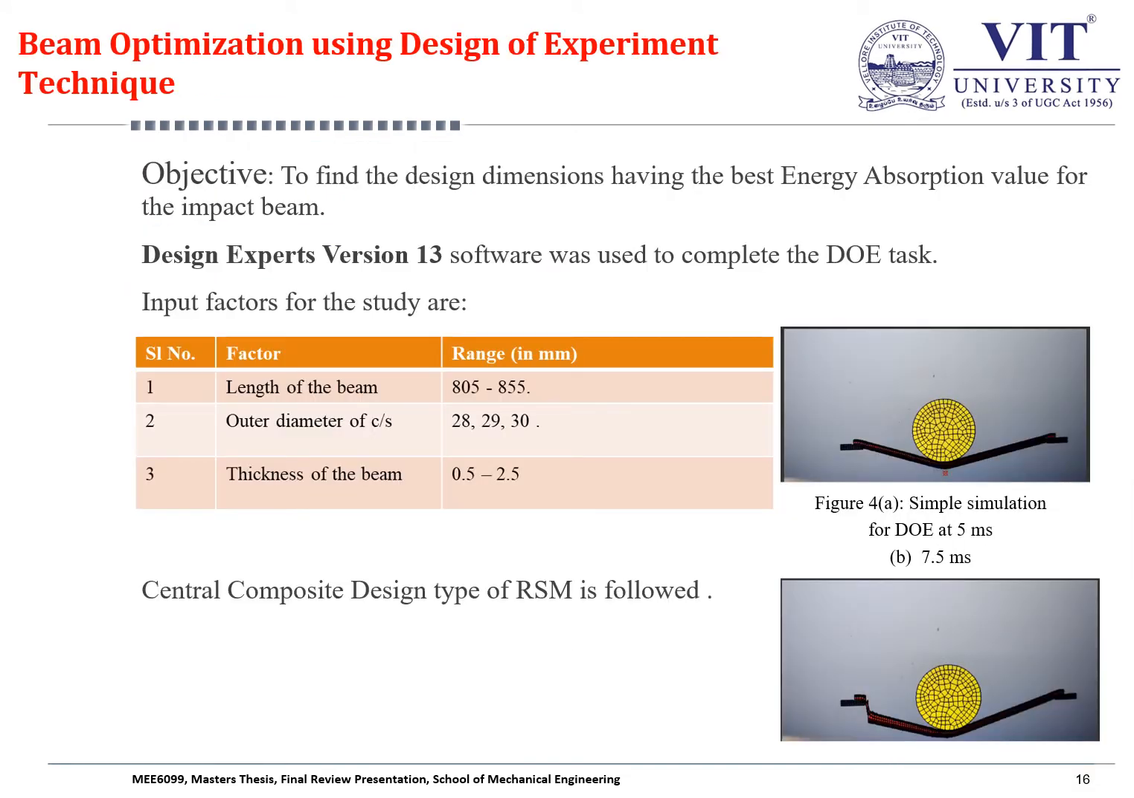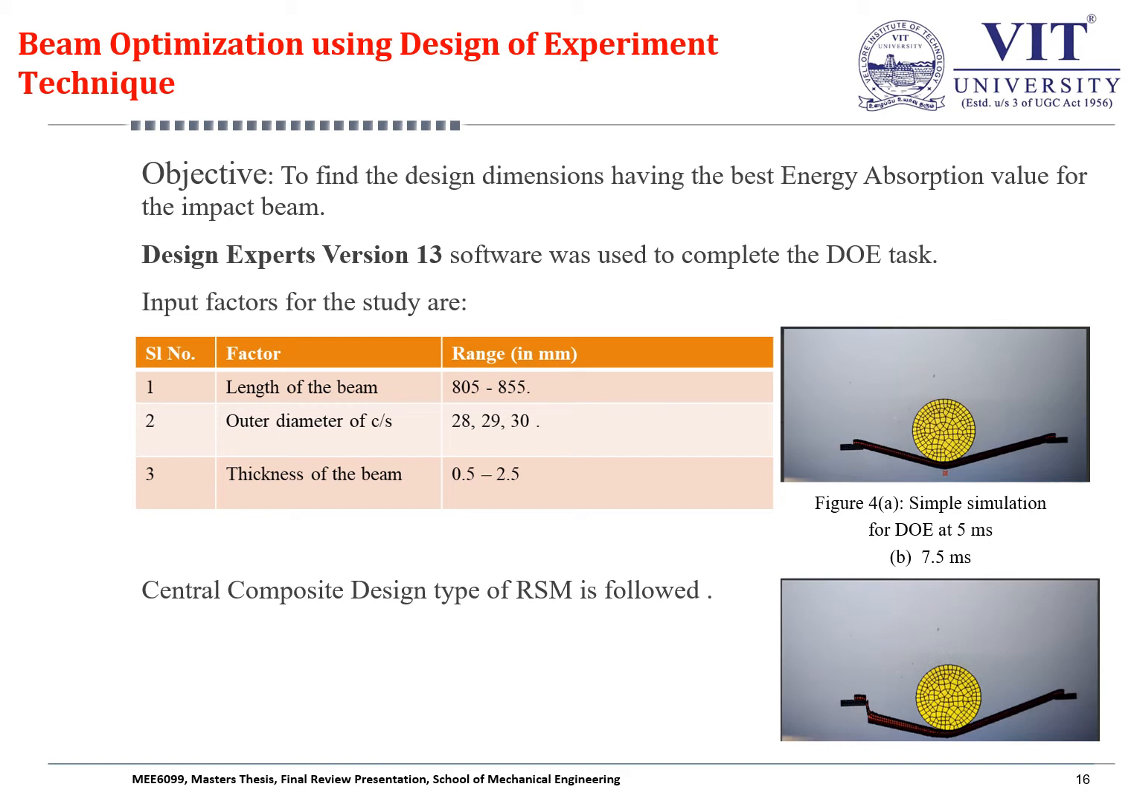Before doing the crash simulation for comparison purposes, it is very essential to optimize the geometrical parameters of the impact beam. Here, the optimization technique used is the design of experiments technique. The objective of this technique is to find the best dimensions having the best energy absorption value for the impact beam. Design-Expert version 13 software was used for this task.